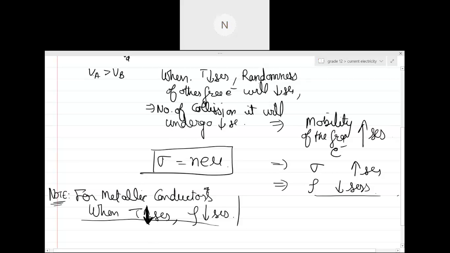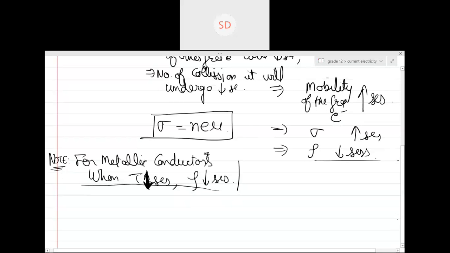So for metallic conductors, when temperature decreases, resistivity also decreases. So please remember, if I increase the temperature, resistivity will also increase, right? Yes or no? Yes, sir.